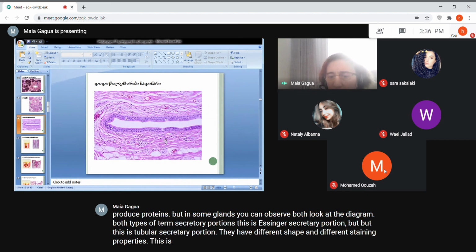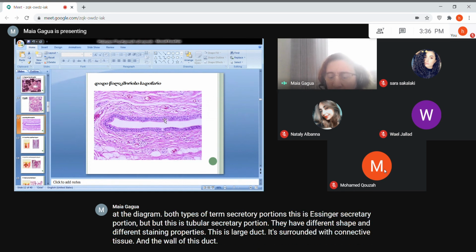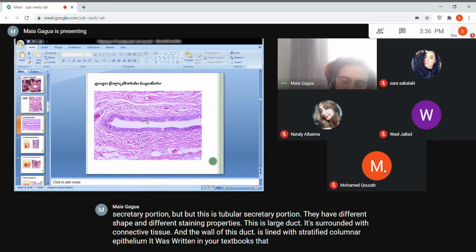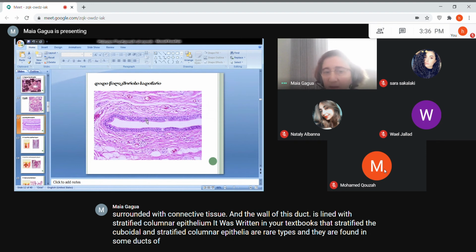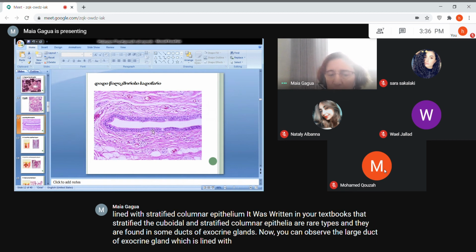This is a large duct. It's surrounded with connective tissue, and the wall of this duct is lined with stratified columnar epithelium. It was written in your textbooks that stratified cuboidal and stratified columnar epithelia are rare types, and they are found in some ducts of exocrine glands. Now you can observe the large duct of an exocrine gland, which is lined with stratified cuboidal and columnar epithelium.